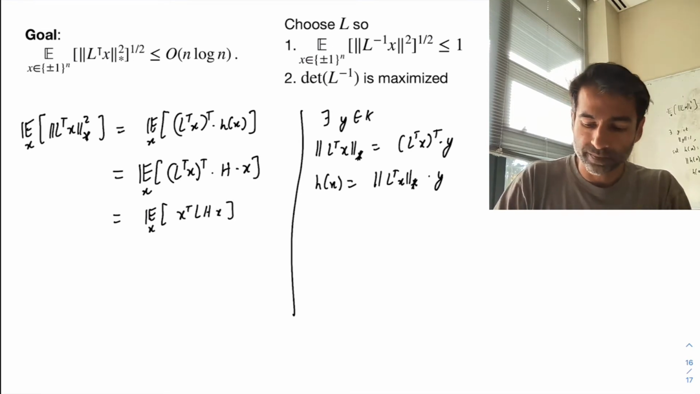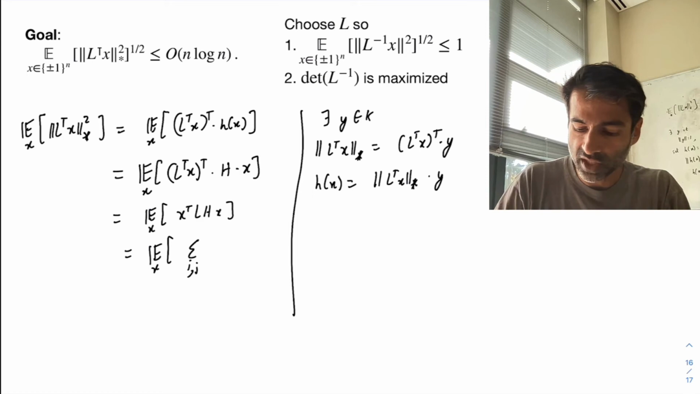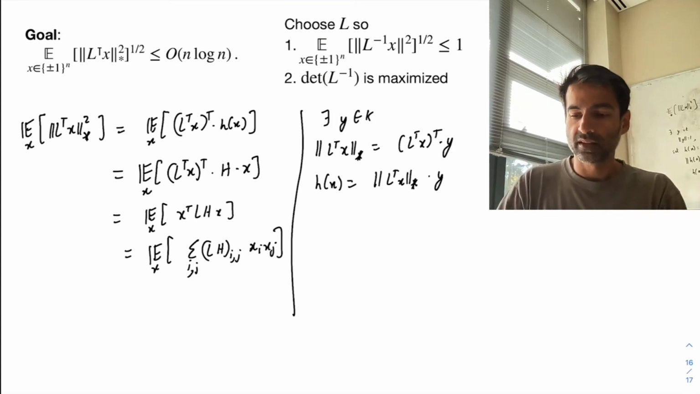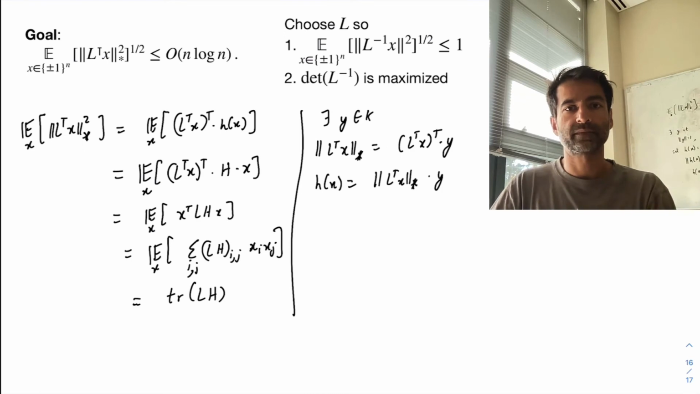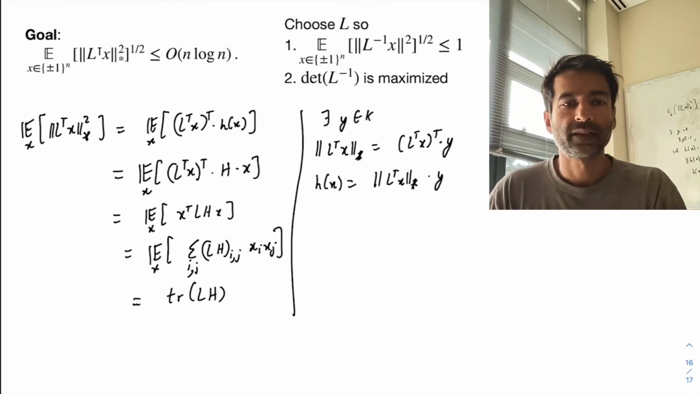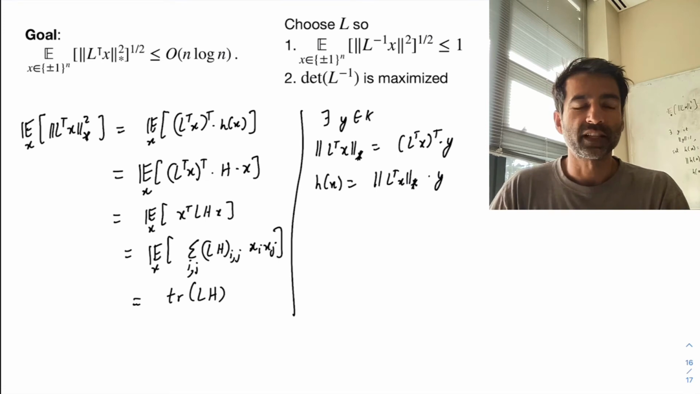It's a quadratic form. Let me write it out explicitly. So it's the sum over all i, j of L h_ij times x_i times x_j. But whenever i is not equal to j, the expected value of x_i times x_j is 0. So the only terms that contribute here are the diagonal terms, and this quantity is equal to the trace of L times h. So that's what we need to bound.